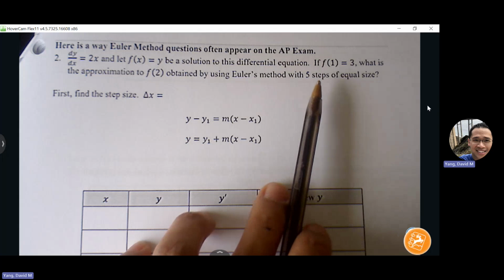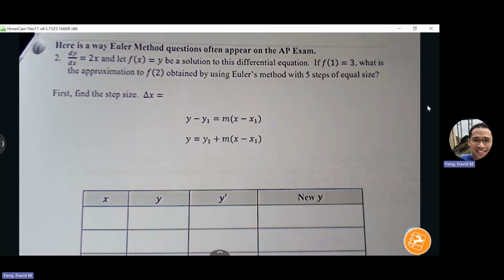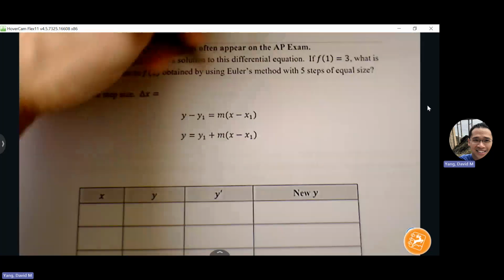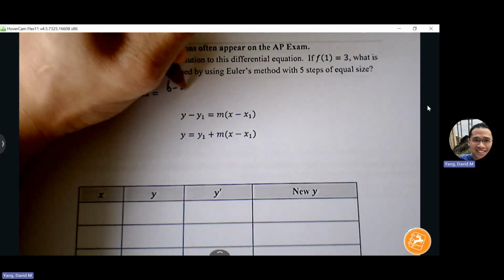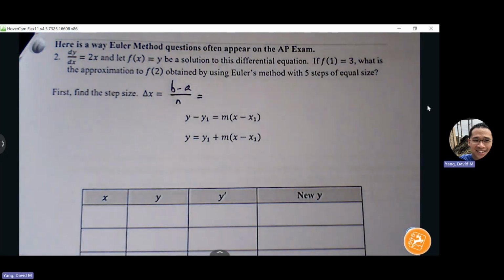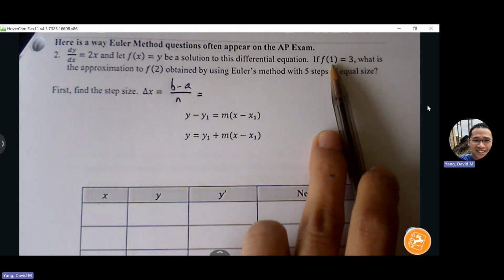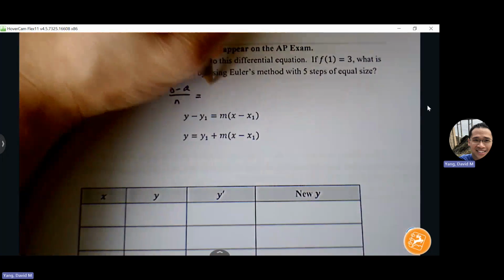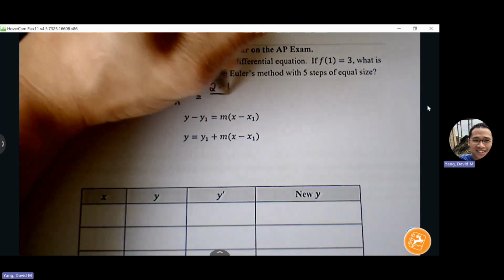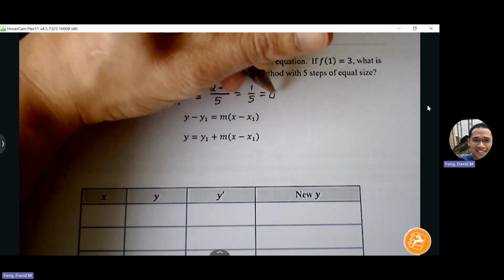So first thing is we want to figure out what is our step size. And our step size is going to be using this formula b minus a over n because we want every step to be the same, equal subintervals. So our a and b values are going to be your x values. We're starting at x equals 1 and we're ending at x equals 2. So that's our a and b value. So we'll say 2 minus 1 divided by 5, which is 1/5, which is 0.2.